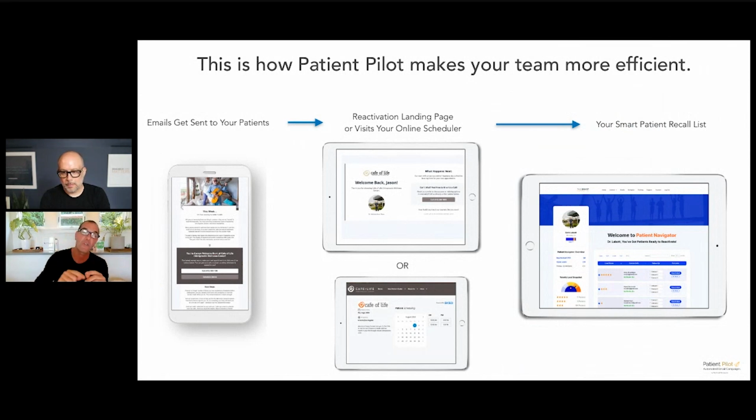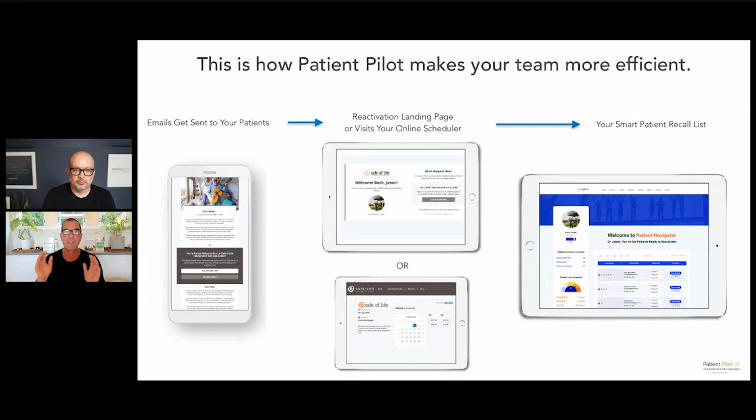It will also then notify your team in what you see there on the right, your smart patient recall list. That is your magic. That is our new navigator. That gives you and your team the ability to see who is engaging with your emails, especially those people that are clicking to schedule right now. It is like an emergency notification system for you and your team that your past patients are clicking and calling to get back into your practice.